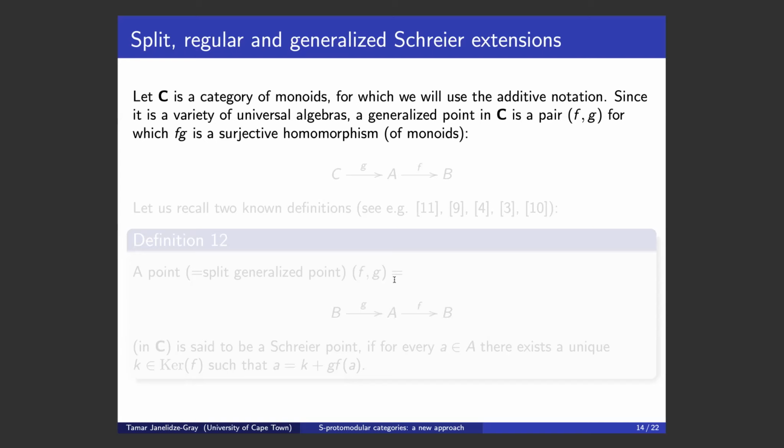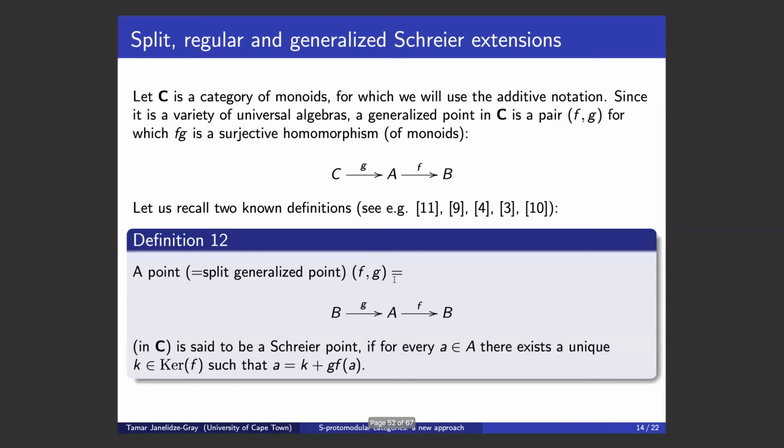So we are now in the category of monoids, C is a category of monoids, and we're going to use additive notation. And what is going to be a generalized point in the category of monoids? Well, it's just going to be a composable pair of homomorphisms such that the composite FG is a surjective homomorphism of monoids. And I'm now going to give different definitions, which are by various authors.